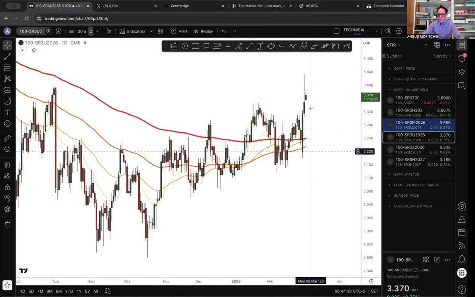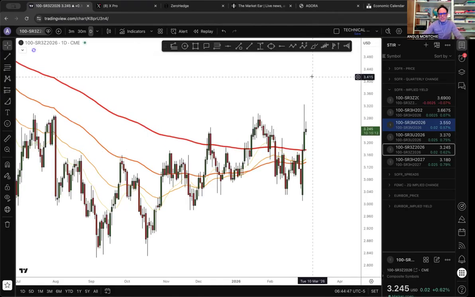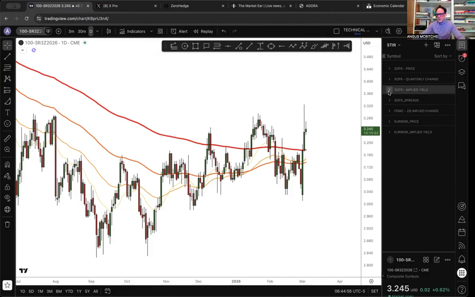I mean, it was at 3.2, it spiked to 3.45. That's 25 basis points, which is one cut removed in terms of the pricing. We see then for December, the implied yields also are moving up 10, 15, 20 basis points. So the point is the market is saying, hey, this could be a nasty inflationary shock. Therefore, the Fed might be cutting less. So what does that do?